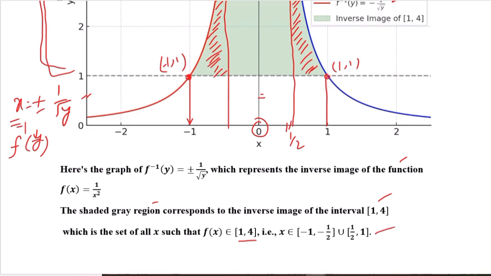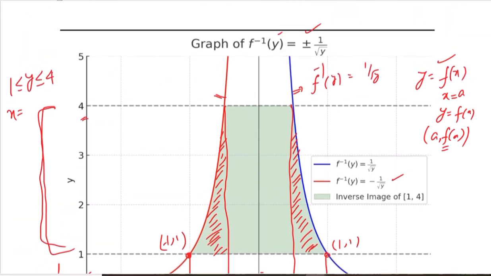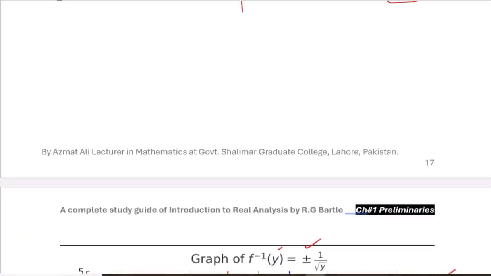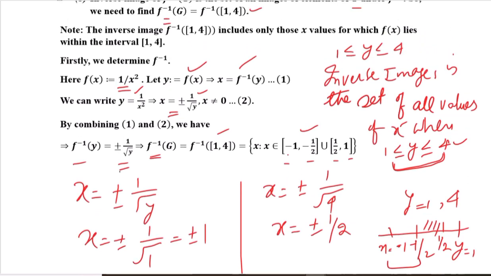So I hope now you have a clear understanding about direct and inverse images. Direct images are simply values of the range or codomain, and it is always in the form of y. Inverse images are only values of x when y is given. You have to focus only on these two lines. Direct images are the values of y when x is given, and the inverse images are the values of x when y is given.